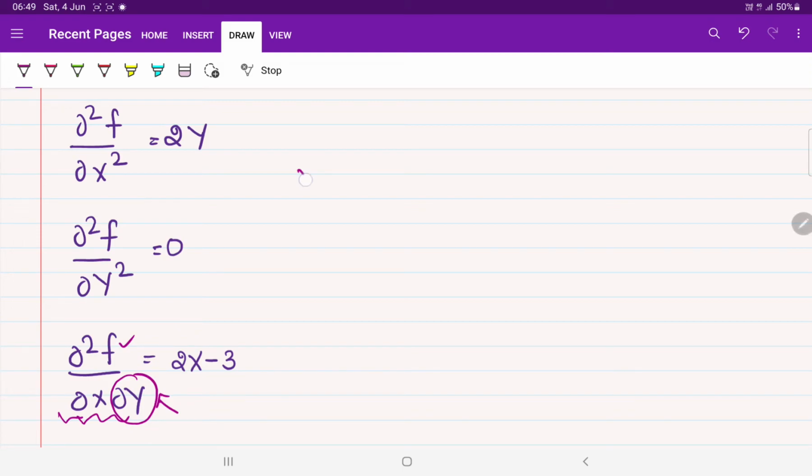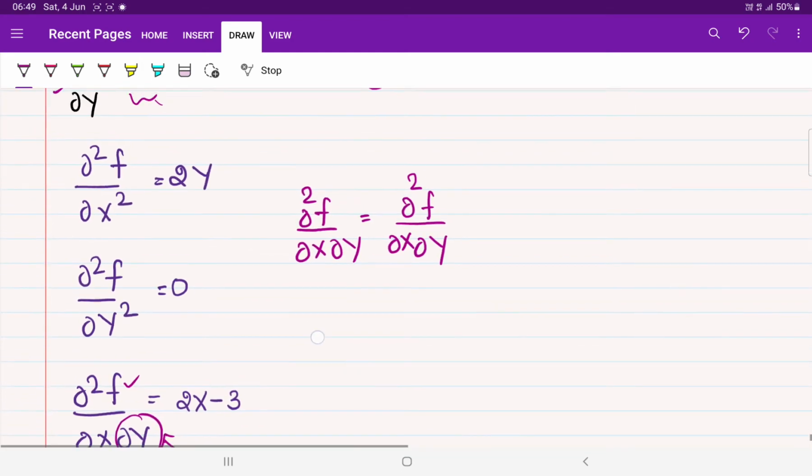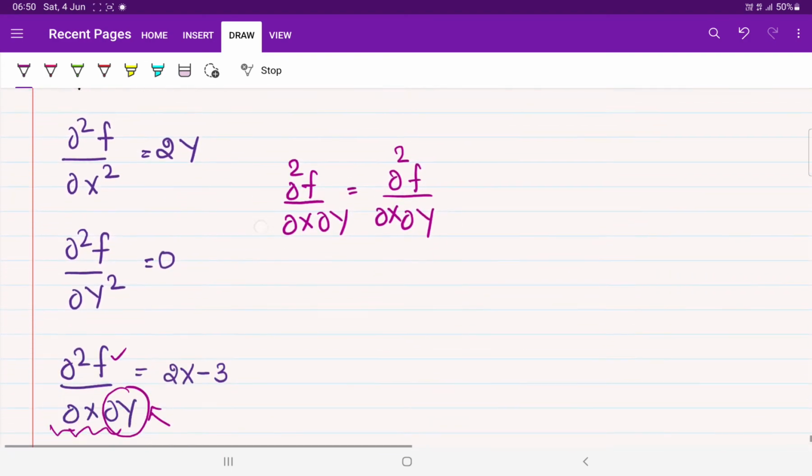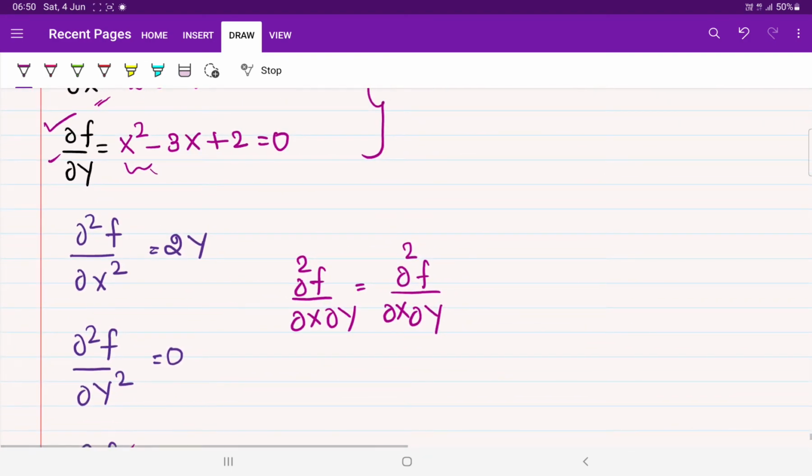I have clearly written. Let me tell you. Whenever you want ∂²f/∂x∂y, take the value of ∂f/∂y and differentiate one more time with respect to x. That will give you the value of ∂²f/∂x∂y. That's all. I hope you all understood how to obtain it. So it means you have to take the function which is given with respect to y and then differentiate it with respect to x. If you differentiate it with respect to x, what will you obtain? 2x minus 3. That's all.